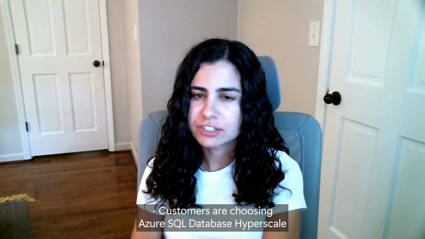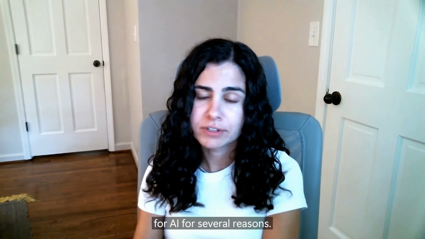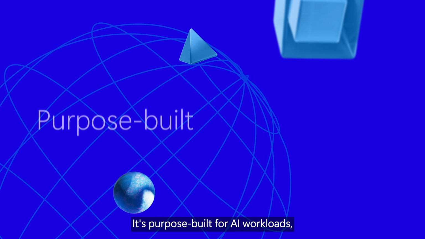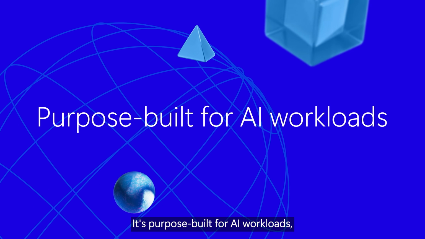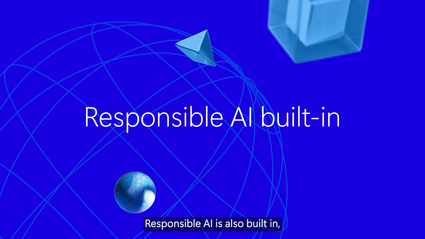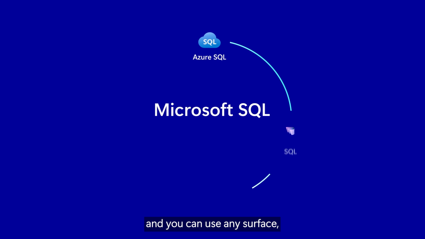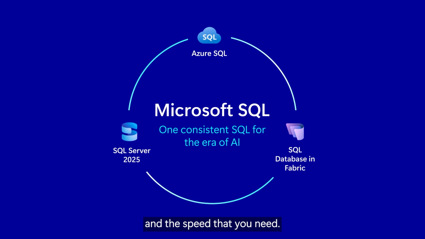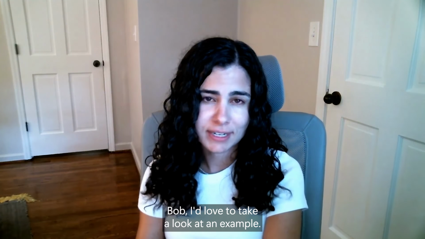Customers are choosing Azure SQL Database Hyperscale for AI for several reasons. Like Bob mentioned, you can bring the AI to your data. It's purpose-built for AI workloads, and your workload can scale without complexity. Responsible AI is also built in, and you can use any surface, and one engine is going to have the security and the speed that you need. Bob, I'd love to take a look at an example.